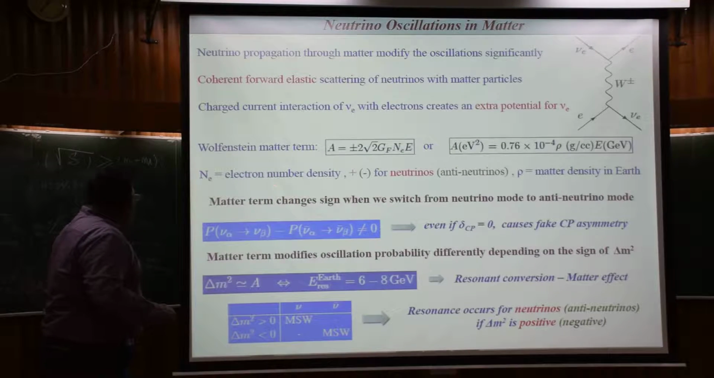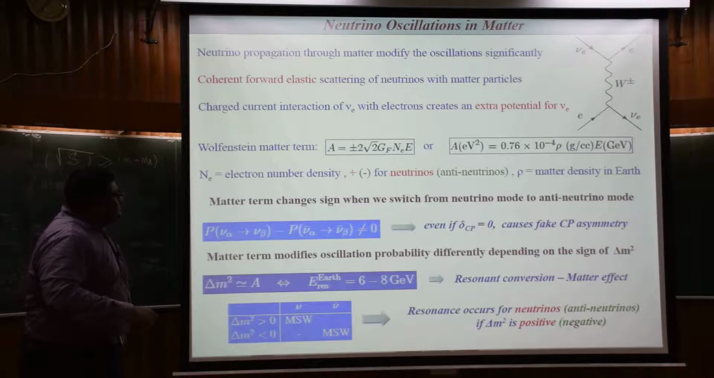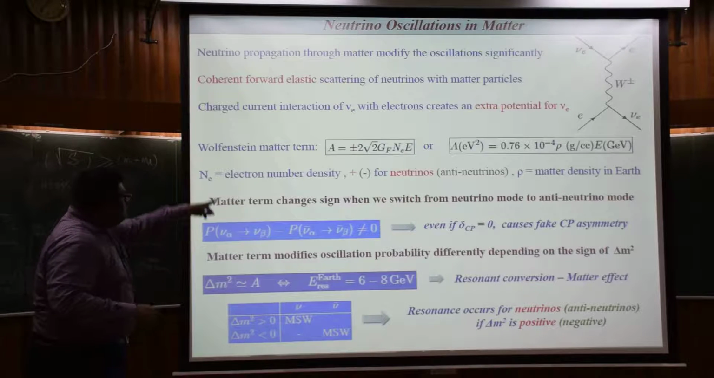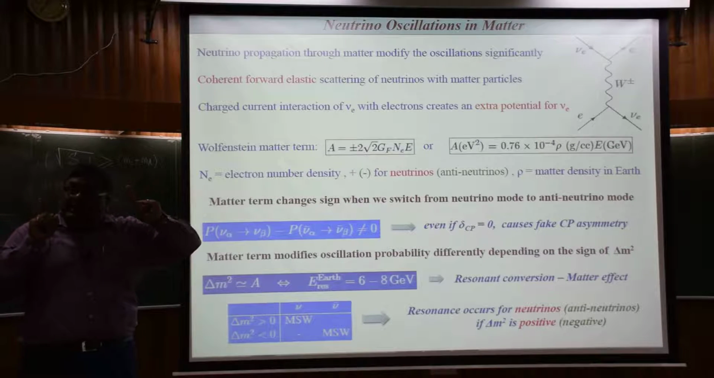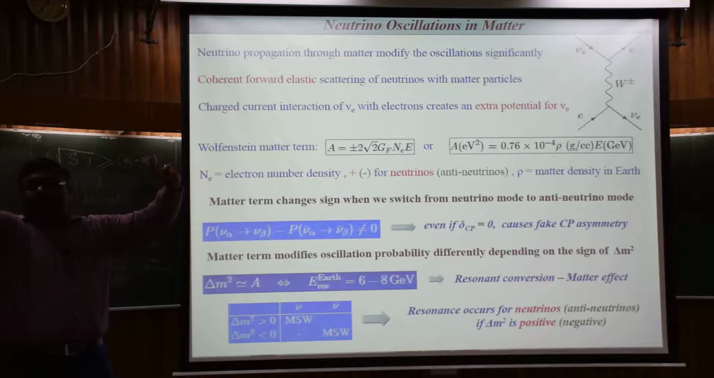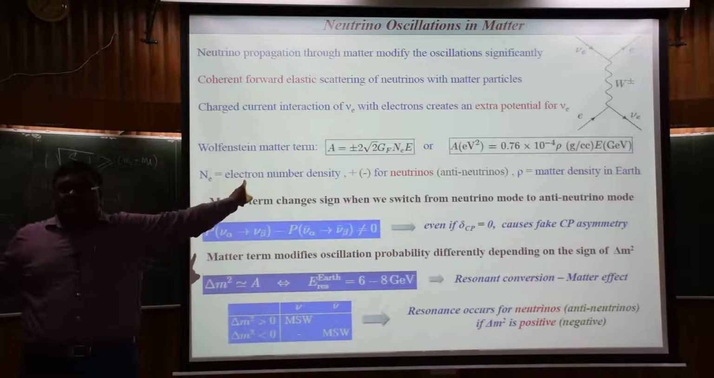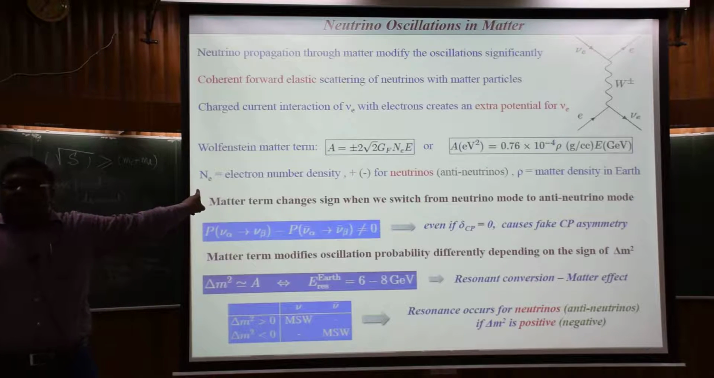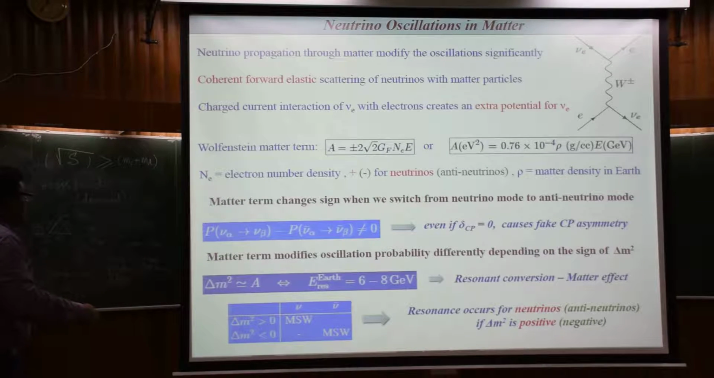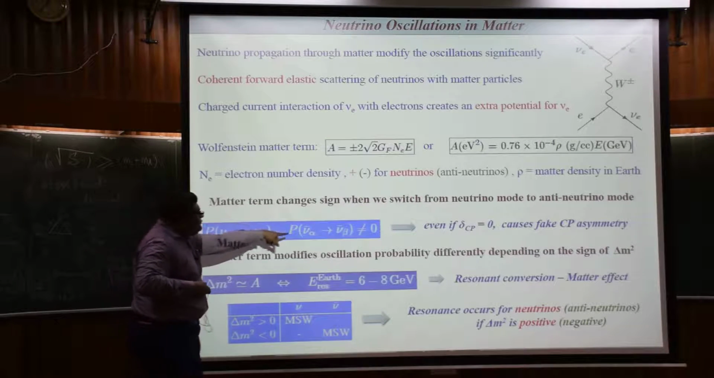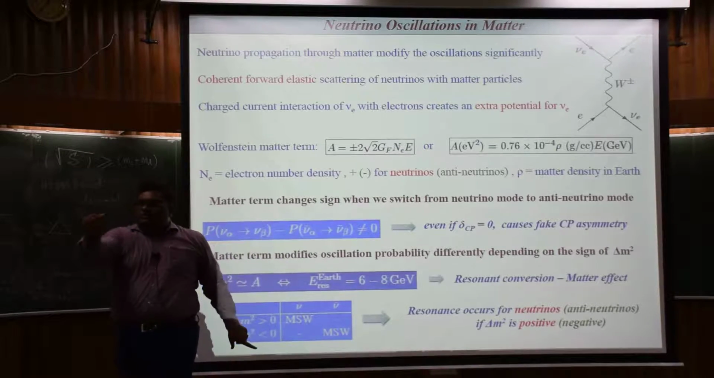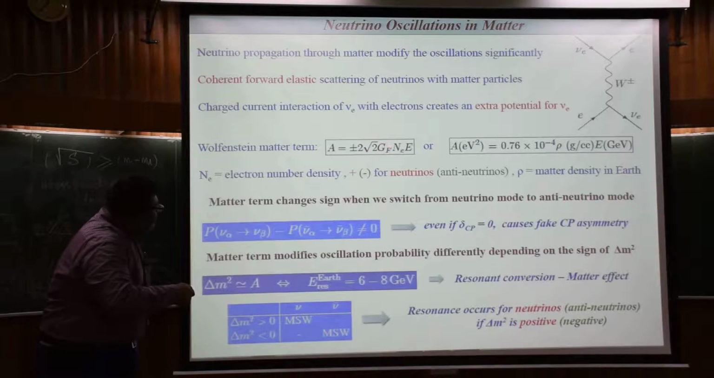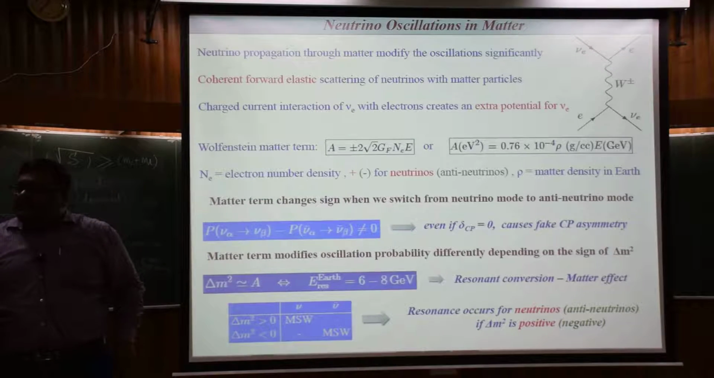Now the matter term changes sign from neutrino mode to antineutrino mode. I just explained: remember again, you have only electron, but you have both nu e and nu e bar. You don't have positron, otherwise they would have cancelled. So if you are sending a neutrino beam and an antineutrino beam, taking their difference, this can be non-zero, as I told you, because that term is now entering into the probability.